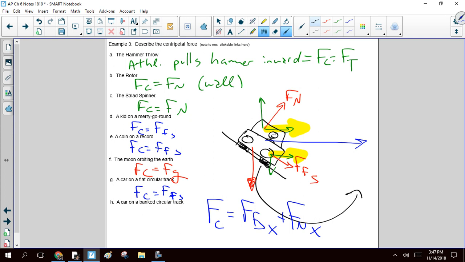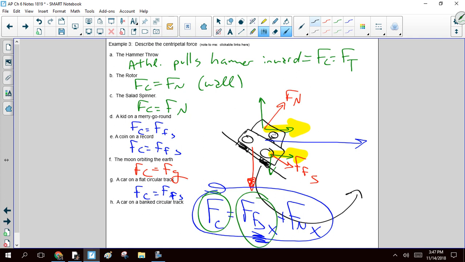Okay? So this example actually turns out to be very, very complicated because your static friction is variable. So we won't actually be doing examples like this numerically, but we will certainly be seeing other examples where your centripetal force is not caused by just one force, but by the combined effects of two forces. All right? So let's do an example with numbers.